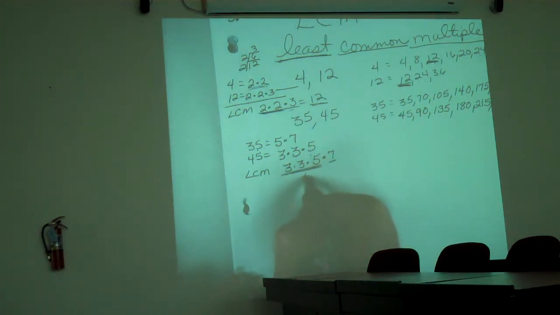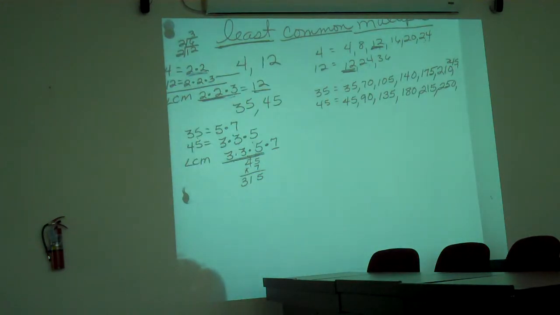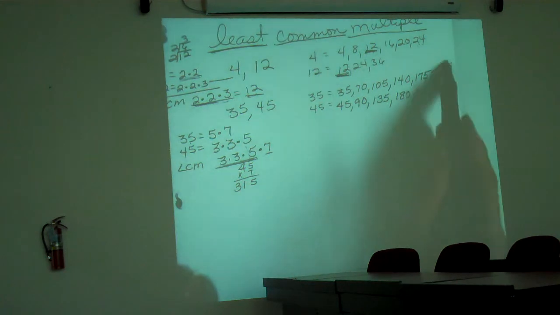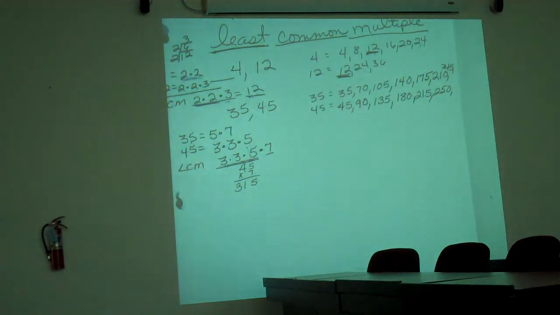So what's 45 times 7? 35, 28, 29, 30, 31. We would have had to go all the way to 315. So it would have taken another time or two to get there.